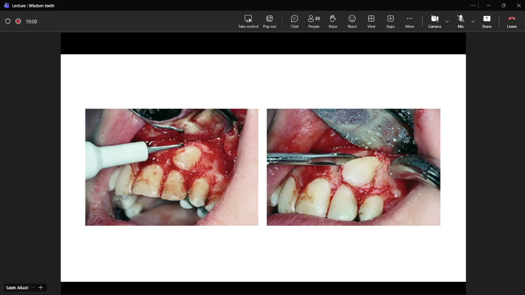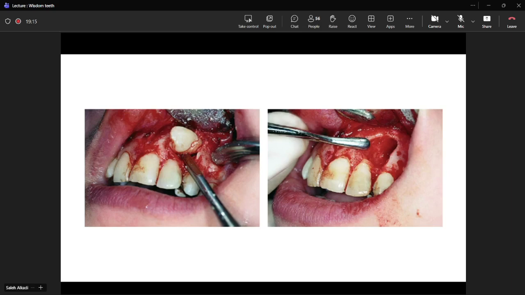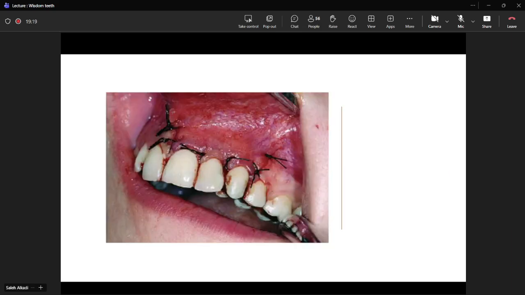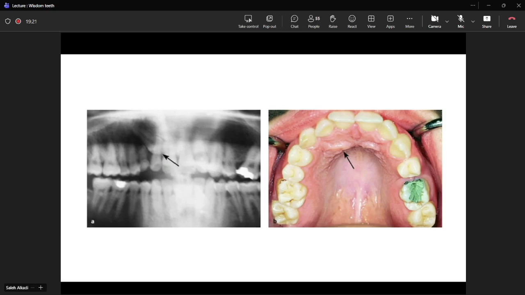Once you have enough bone removed, apply your elevator. If the tooth is mobile and you can remove it without sectioning, then you remove the tooth. Of course, you need to smoothen any sharp bone at the end and then close the flap.